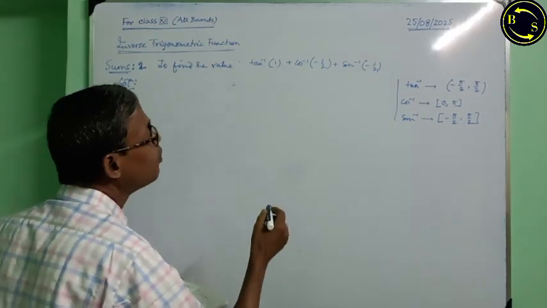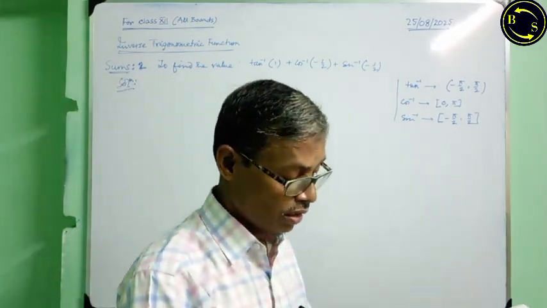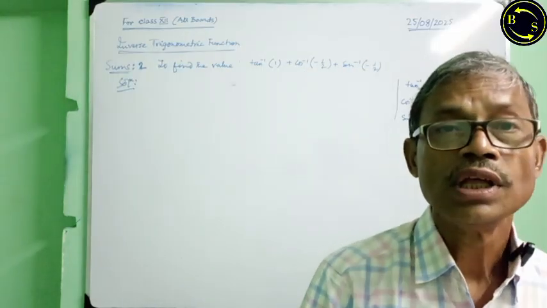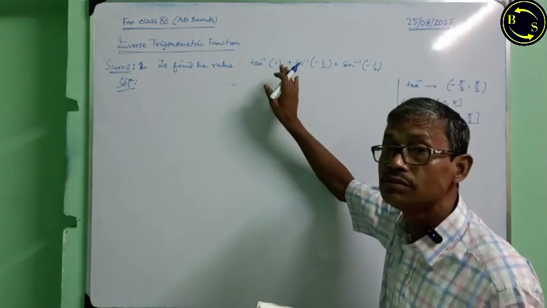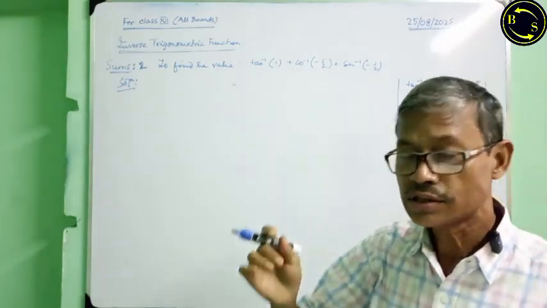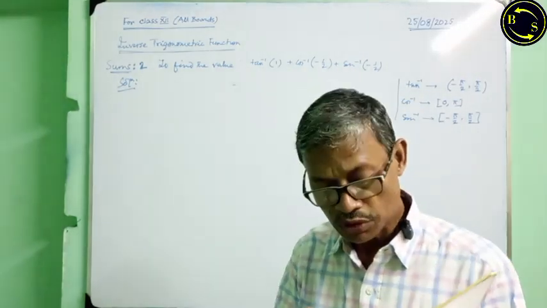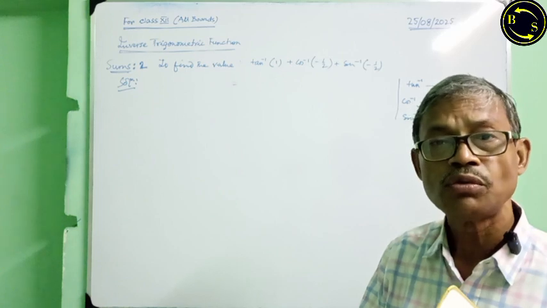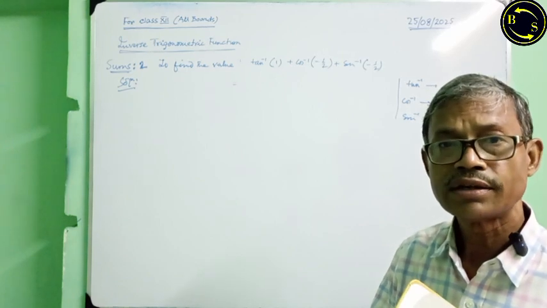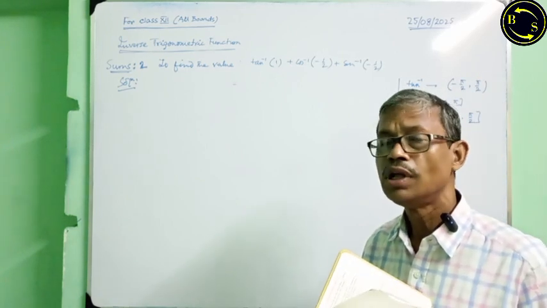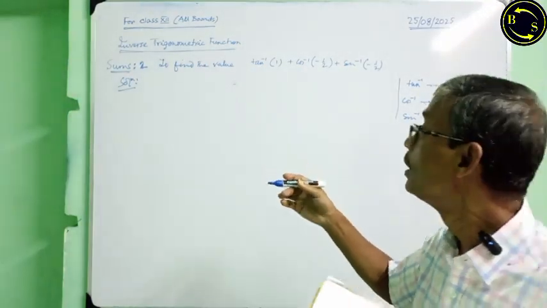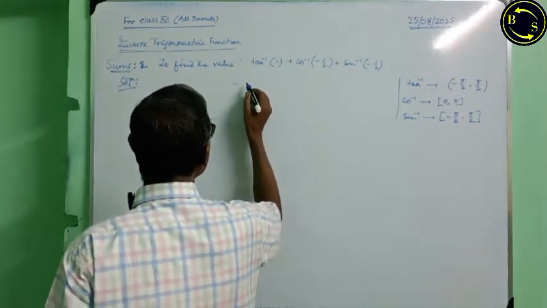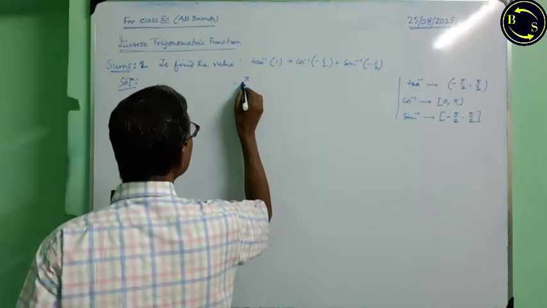Therefore, we can put the values mentally. Tan inverse 1, think like this, let tan inverse 1 equal to theta, then tan theta equal to 1, we know in that case theta equal to pi by 4. No need of showing those steps. I am putting here directly the values. This is pi by 4.